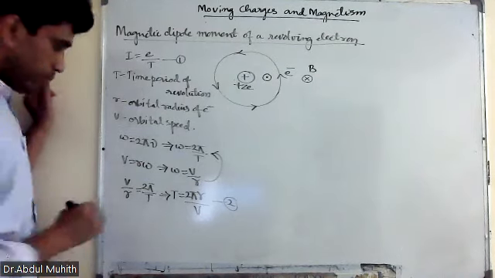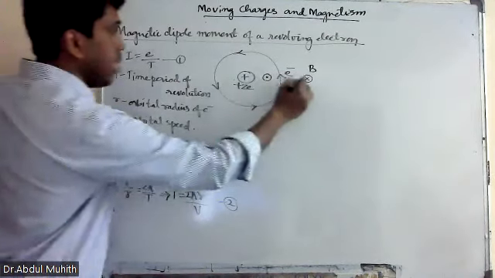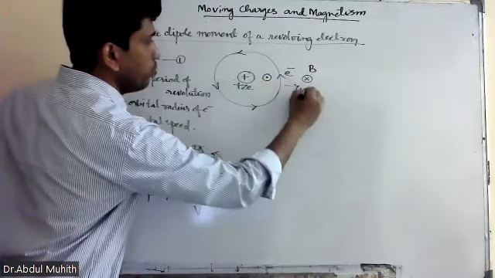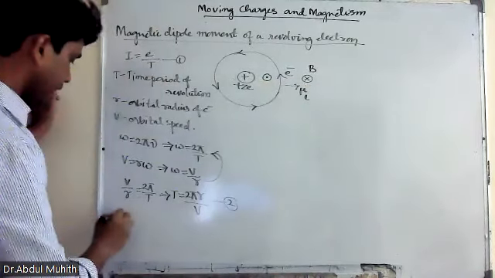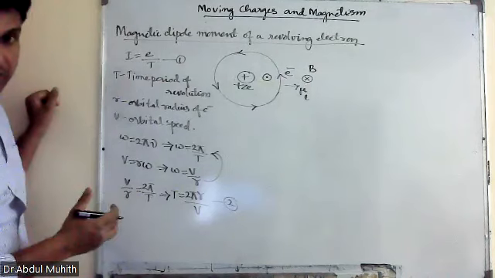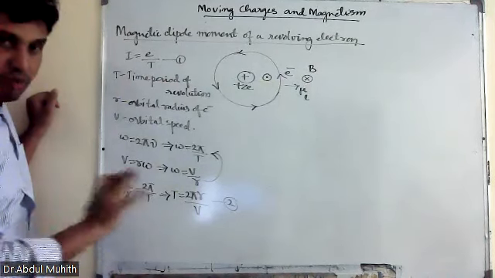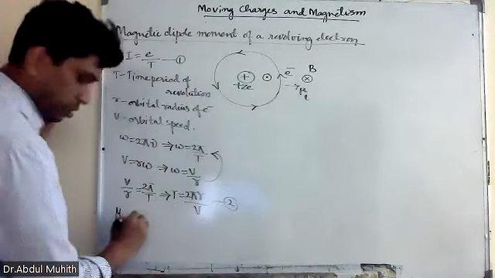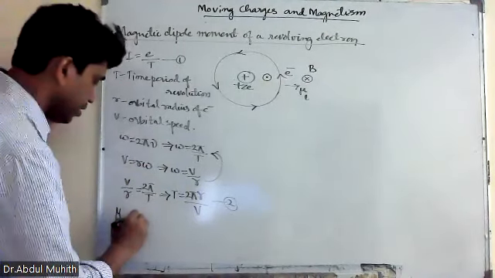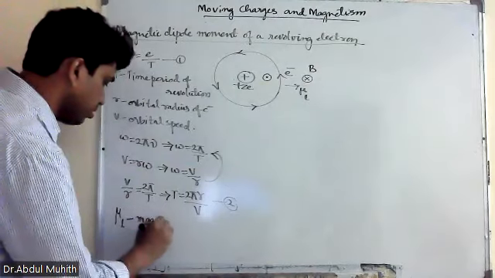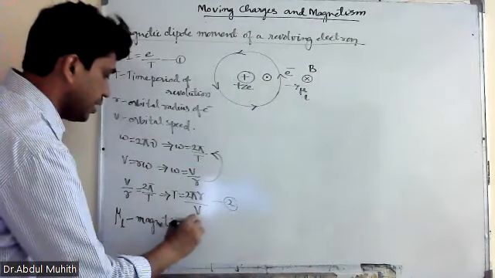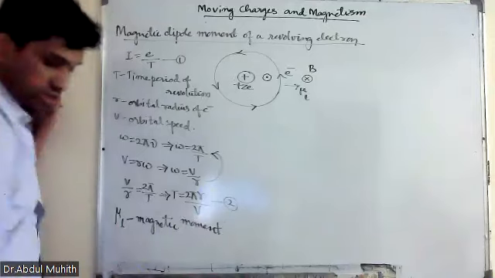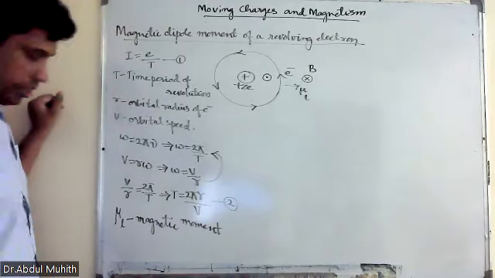Now the magnetic moment formula is what? Instead of writing M, I am writing the magnetic moment as mu L, because I don't want to use M, since M is the mass of the electron. Later on I will be using that. So instead of M, I am writing mu L. Mu L is said to be the magnetic moment.